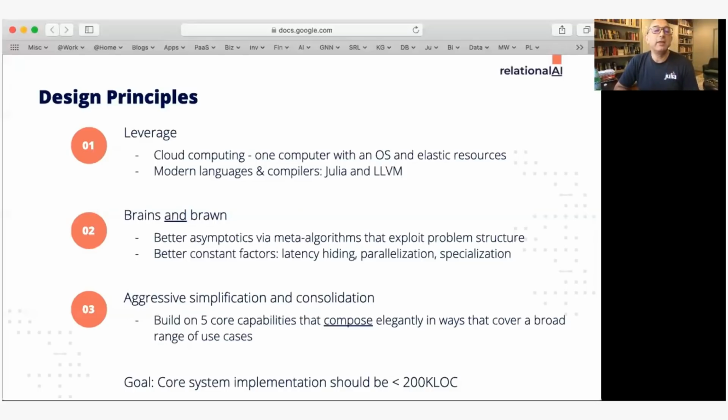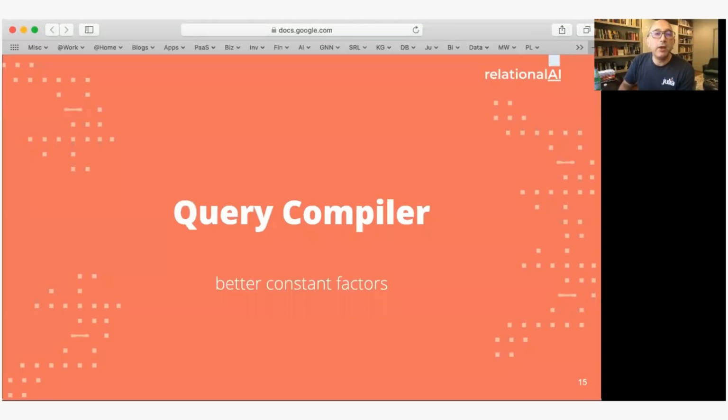And then finally, we aggressively simplify and consolidate the system. In fact, there are 5 core capabilities that we can compose elegantly in ways that cover a broad range of use cases. The system today already does a lot, and it's less than 100,000 lines of code. It's hard to imagine that the core of the system is going to grow beyond 200,000 lines, even after we add the few pieces that are missing. Okay, so let's talk about these 5 capabilities one at a time.